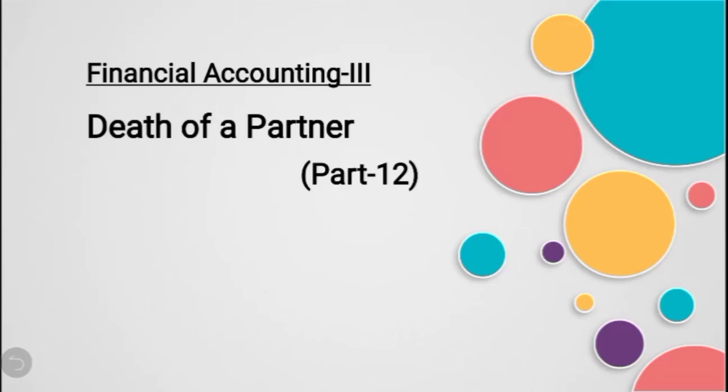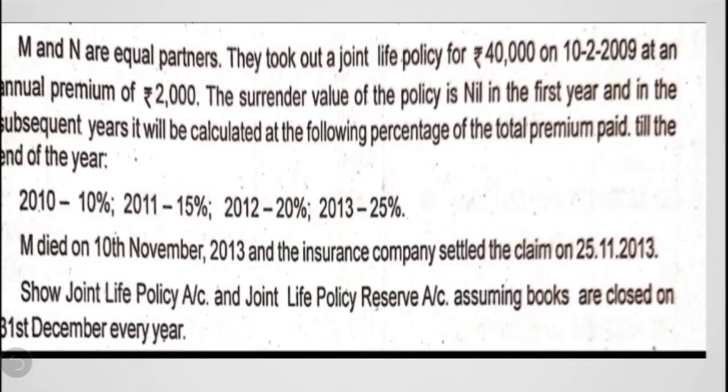Here in this session, I am going to take up the fourth question on the recording of joint life policy transactions as per third method, that is maintaining both joint life policy and joint life policy reserve account at its surrender value. Let me read the question now.